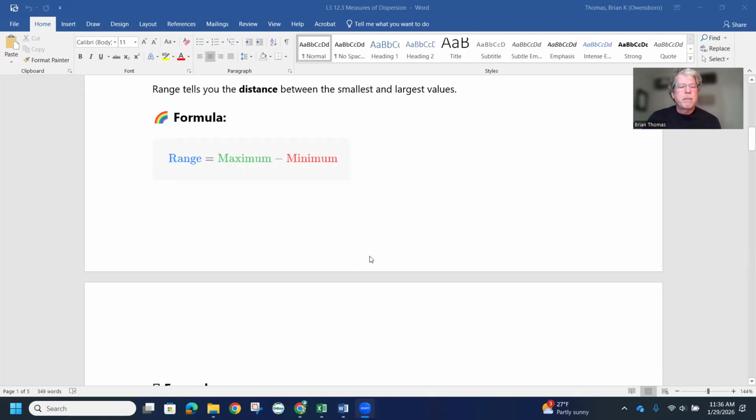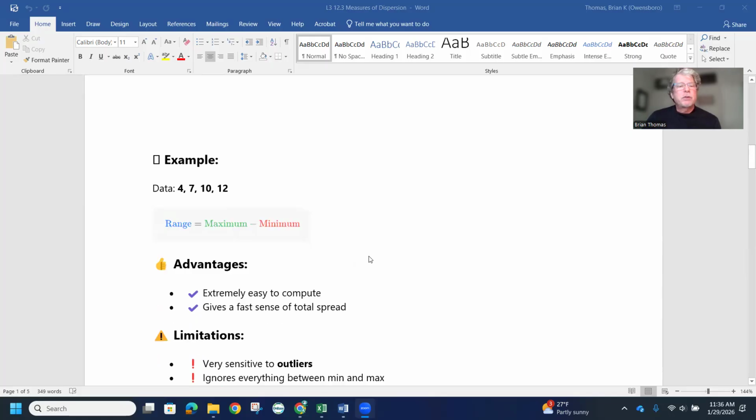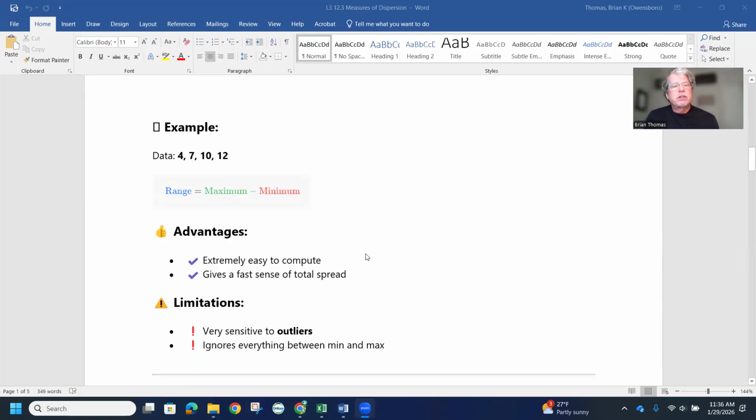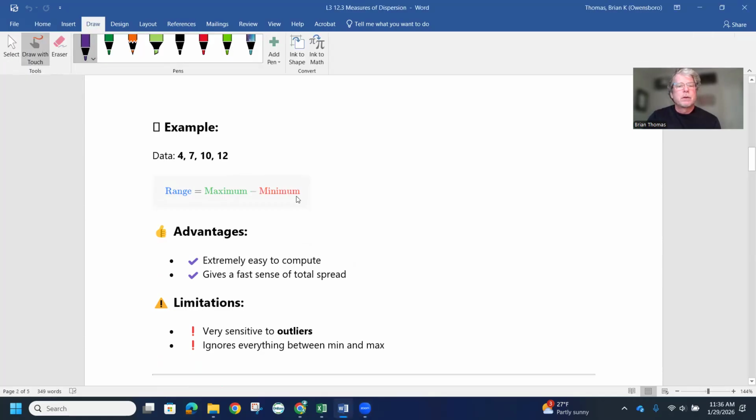Okay. So if I give you the numbers 4, 7, 10, 12, and I want to know the range, can we identify the maximum? Looks like 12 is the maximum value, and the min would be the 4. So 12 minus 4 gives us the range, which would be 8. And that has nothing to do with the 7 that's actually in our data. It's not connected at this point. It's just the difference between the biggest number and the smallest number.